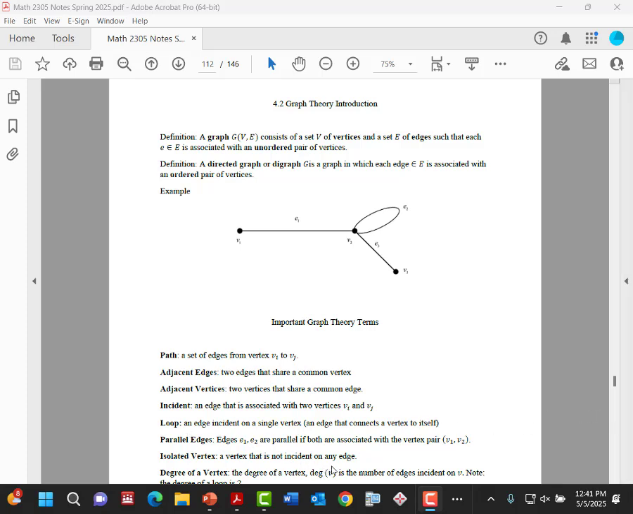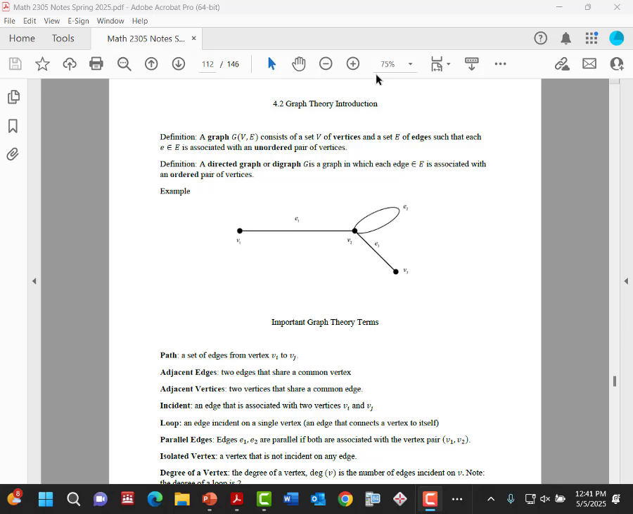Okay, so in this video, we want to begin our study of something called graph theory. This is a very important topic, not only in mathematics, but also in computer science. And so let's just jump in and take a look at a definition of a graph.